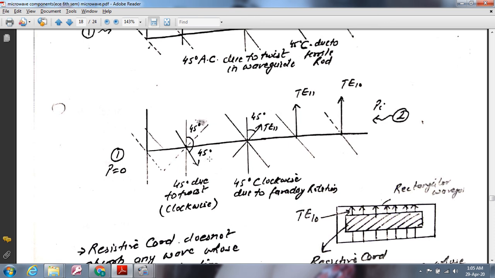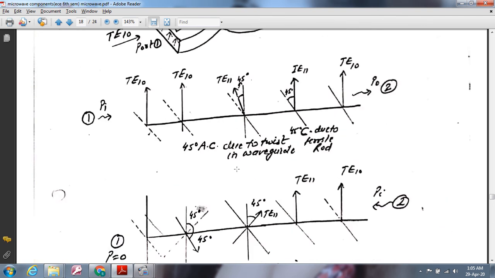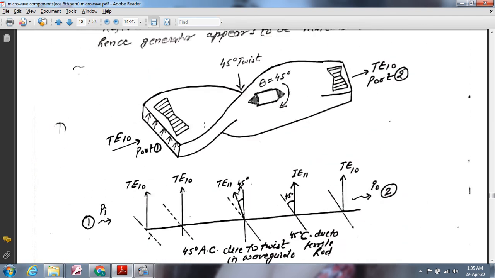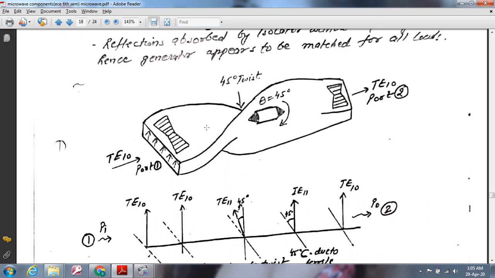So in total now the wave is 90-degree rotated in comparison to the input. The output from the twist somewhere here gives 45-degree rotation, and this 45-degree rotation will be given by this ferrite rod, and that rotation will be clockwise. There is also a 45-degree clockwise rotation by this. So in total 45 plus 45, a 90-degree rotation to the wave somewhere here.